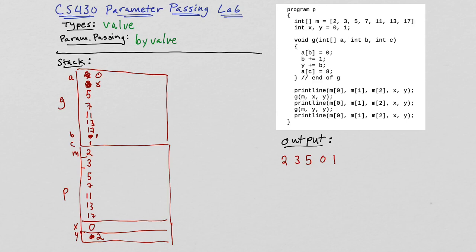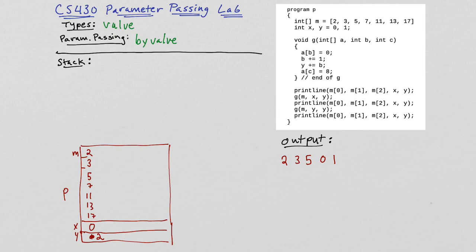And then I reach the end of G, and so I'm going to return, and because this is parameter passing by value and not by copy, nothing from here goes back into the actual parameters. Because this is pass by value, the value of the actual parameter goes into the formal parameter, but not backwards. Okay, so we're going to erase, pop the stack, and now we're back at this point.